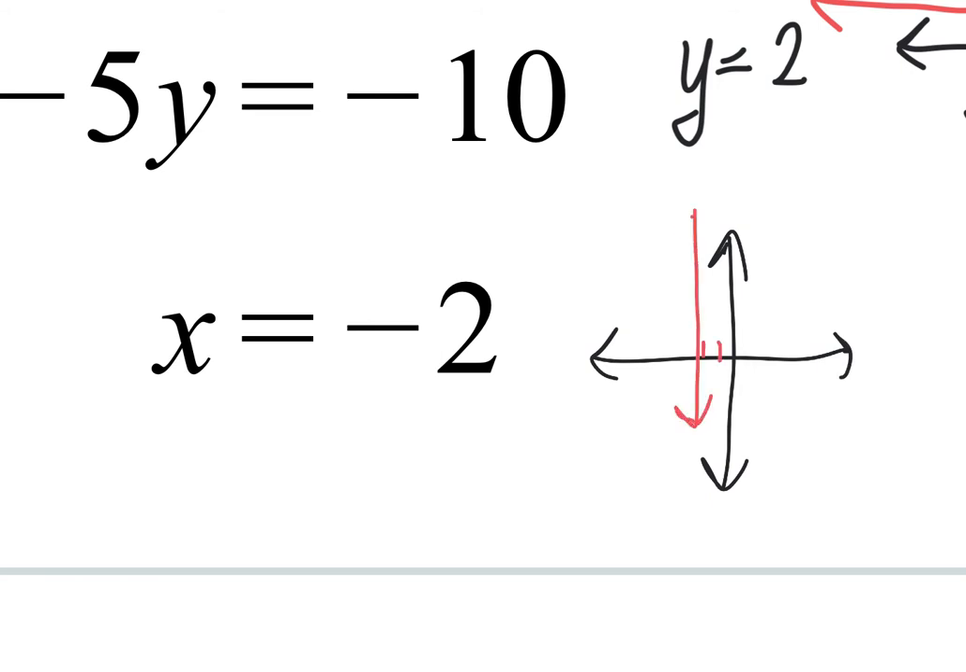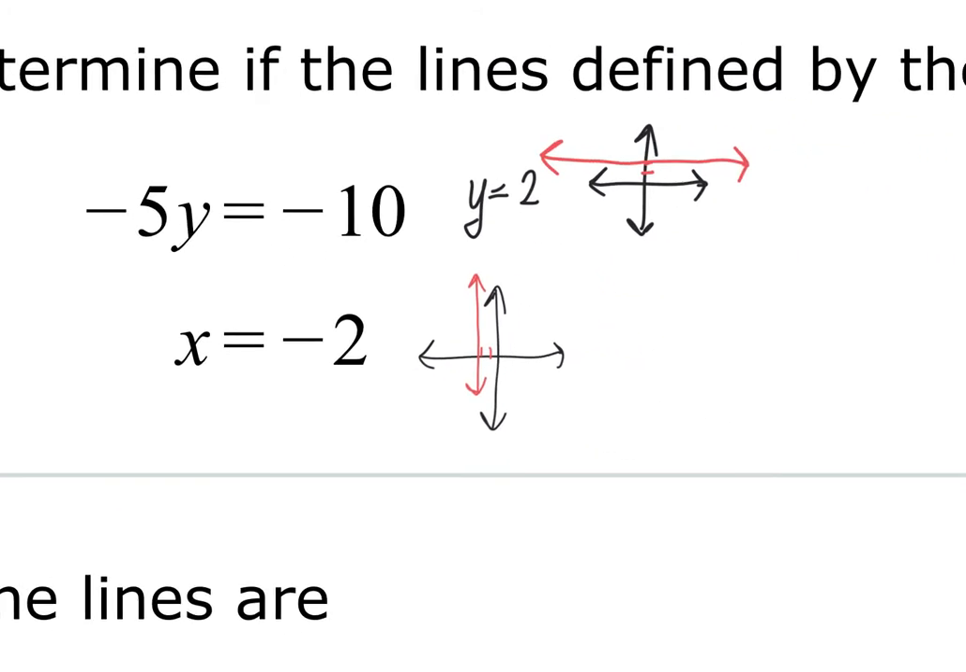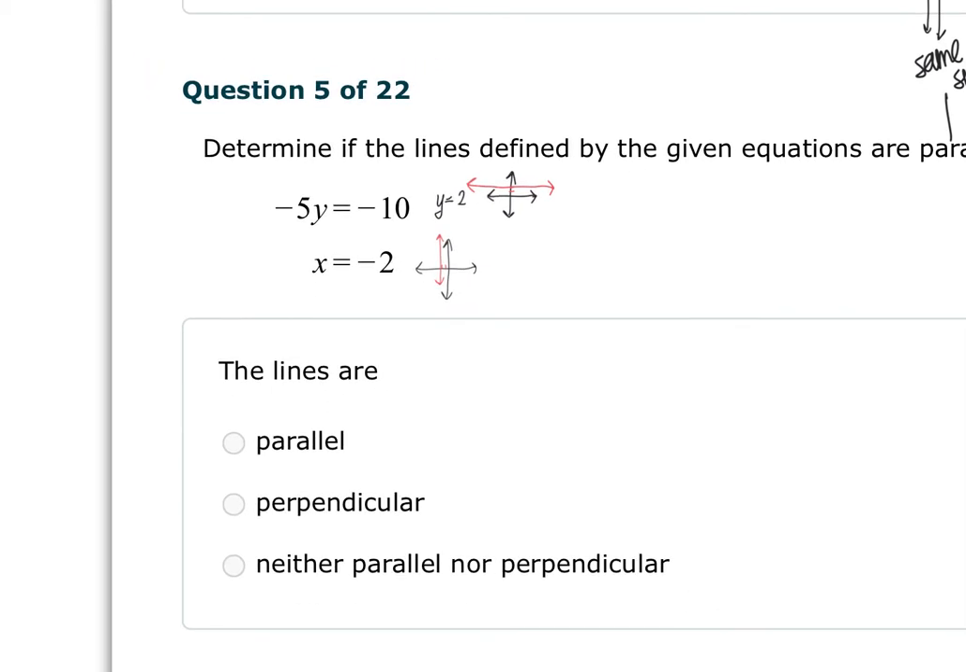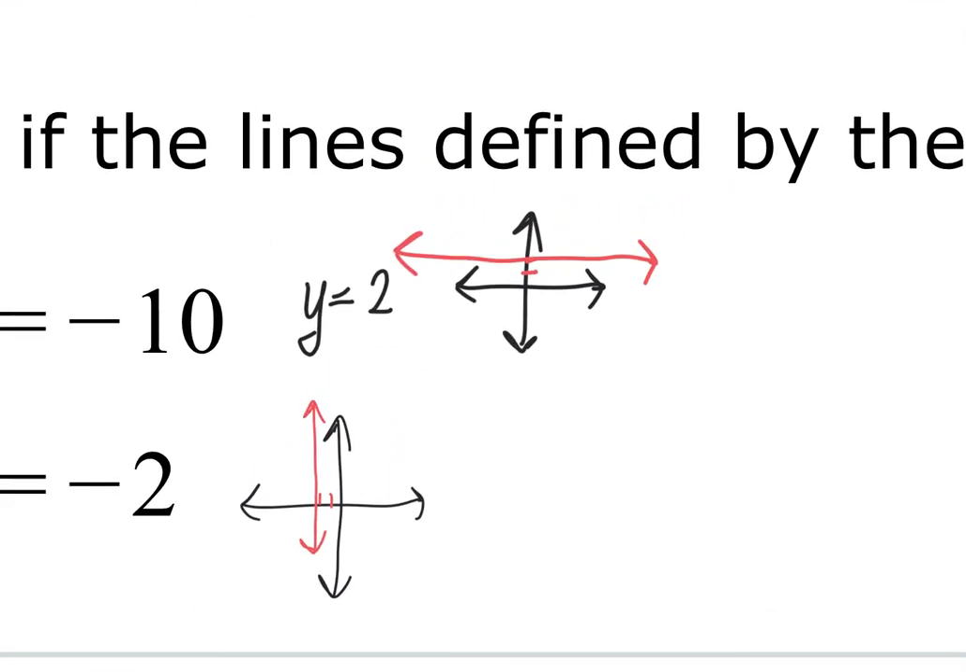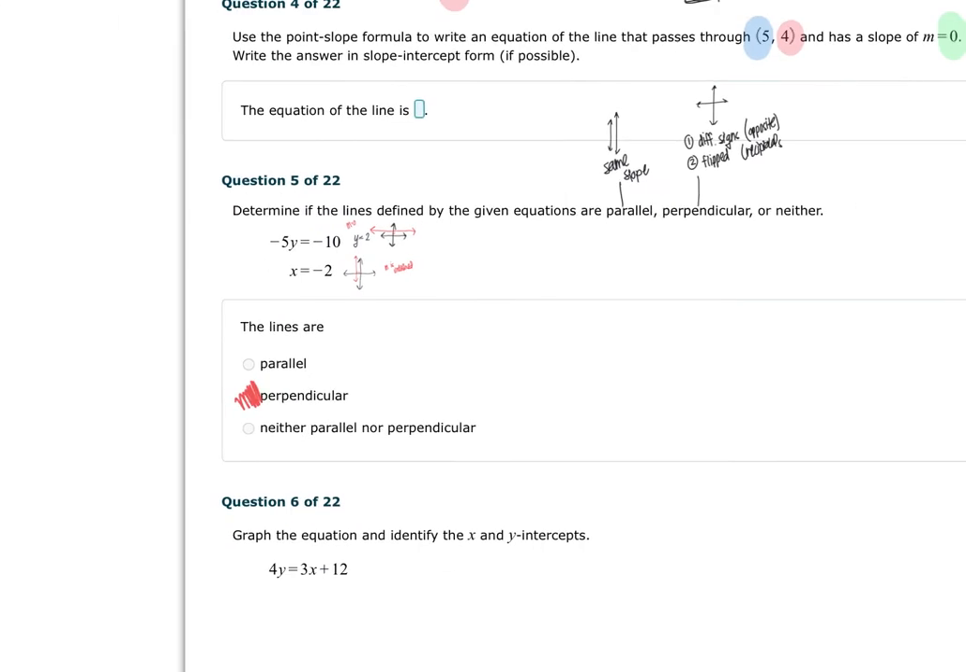So these two lines are perpendicular. If they were drawn on one graph, they would intersect and form perfect 90-degree angles. And so we actually answered this question without knowing the slopes. Now the slope of y equals 2 is actually 0, and the slope of x equals negative 2 is undefined. And that's because the slope of a horizontal line is 0, the slope of a vertical line is undefined.